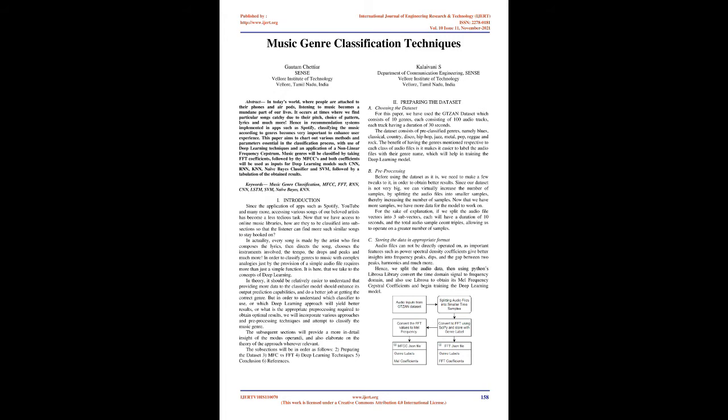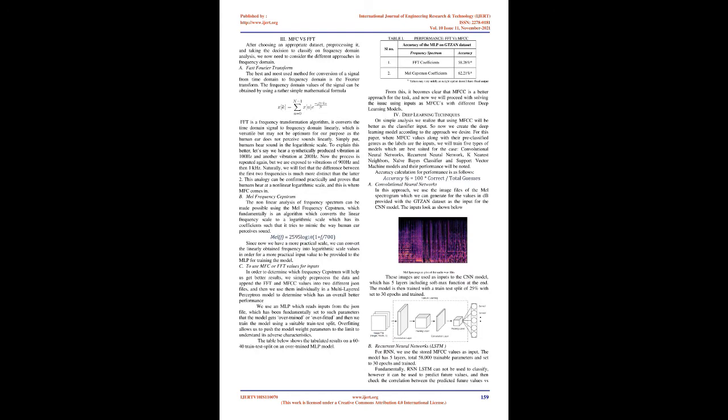B. Pre-processing. Before using the dataset as it is, we need to make a few tweaks to it, in order to obtain better results. Since our dataset is not very big, we can virtually increase the number of samples, by splitting the audio files into smaller samples, thereby increasing the number of samples. Now that we have more samples, we have more data for the model to work on. For the sake of explanation, if we split the audio file vectors into 3 subvectors, each will have a duration of 10 seconds, and the total audio sample count triples, allowing us to operate on a greater number of samples.